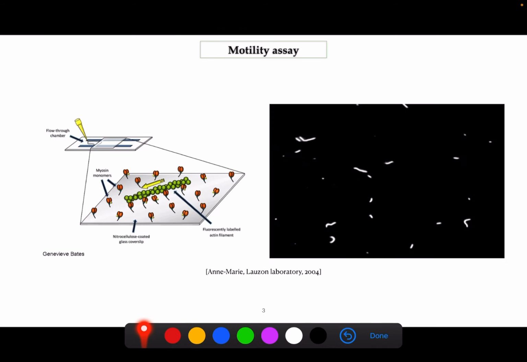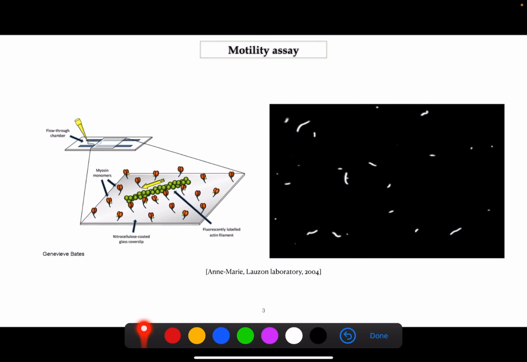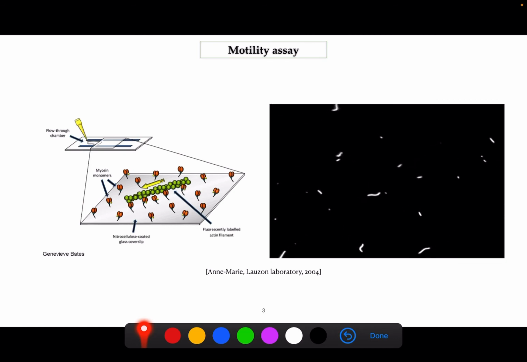To take advantage of the attractive features of biomolecular motors, they can be extracted from the body and used on a substrate in a process called in vitro motility assay. This process is as shown here in the figure on the left. The movie on the right shows the in vitro motility assay viewed under the microscope. The moving white lines are the actin filaments being propelled by myosin motors.